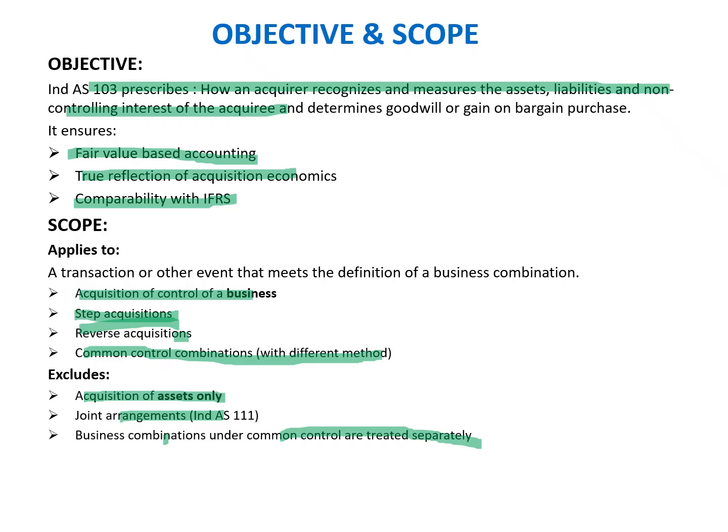So if we look at the entire objective and scope, the objective is to ensure that accounting is properly happening in the books of the acquirer when it acquires the business of another entity, and that it reflects a true and fair statement of affairs. The scope includes largely four types of combinations: complete acquisition in one go, step-by-step acquisition, reverse acquisition, and the pooling of interest method. So we'll move to the next slide.